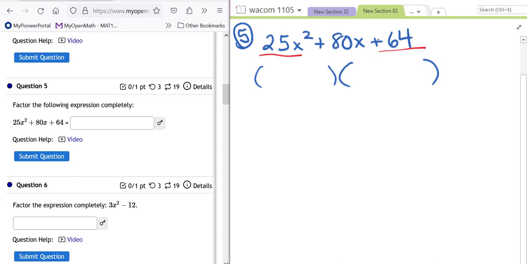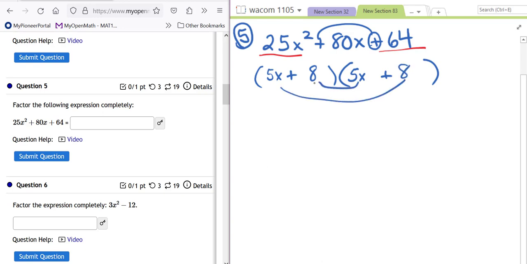You do regular sign rules. This says like signs, both plus. And use your square roots. So 5x, and for 64 the square root would be 8. Now you have to do one check. You have to check this middle. About 95% of the time this will work if you have that other setup. So this will be 40x on the outside plus 40x on the inside gives me 80x, and I'm good. So it is a perfect square trinomial.